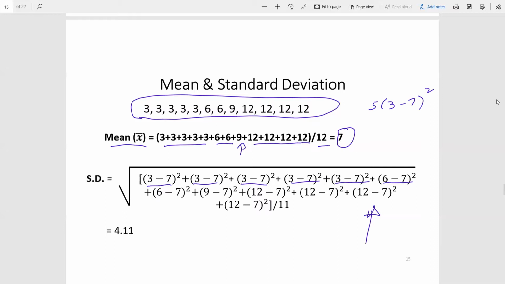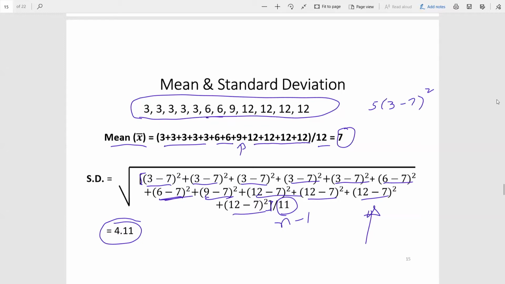You've got your 6 minus 7 twice. For the 9 data point, you have 9 minus 7 just once. And then finally, you have 12 minus 7 squared 4 times. And all of that is in brackets. You then divide by 11, which is n minus 1, and you calculate 4.11.